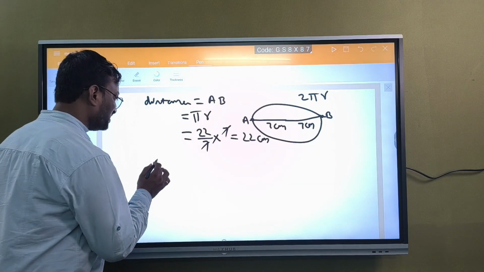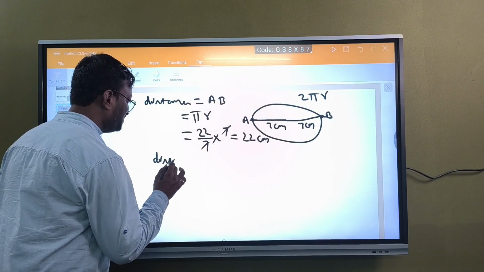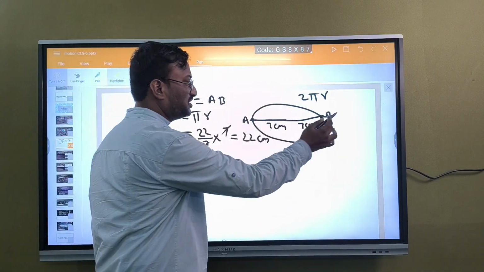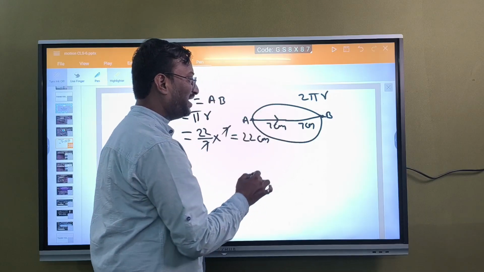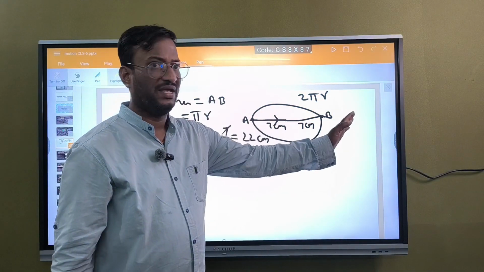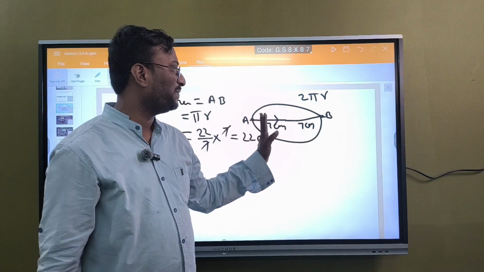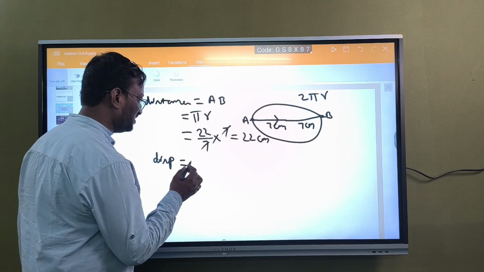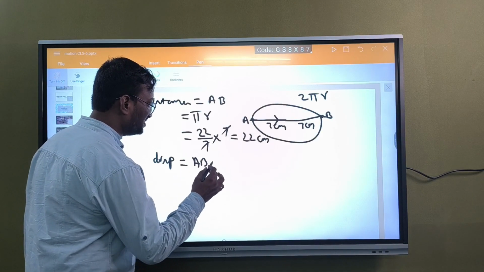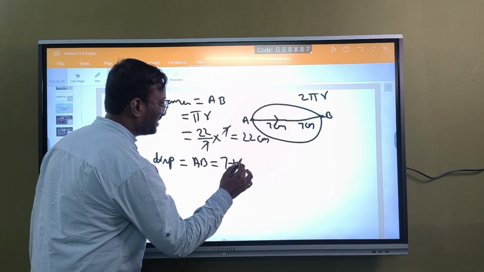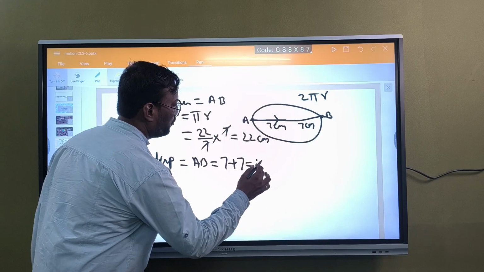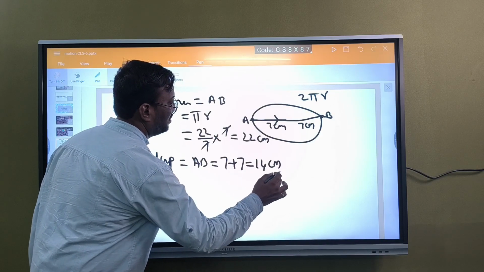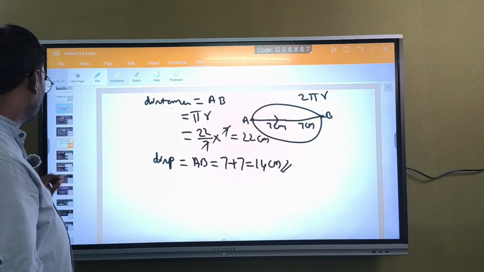Then what about displacement? Displacement is nothing but the shortest distance, that is a straight line from A to B. So what is the distance here? AB is equal to 7 plus 7, which is equal to 14 centimeters. Likewise, we can do the problem.